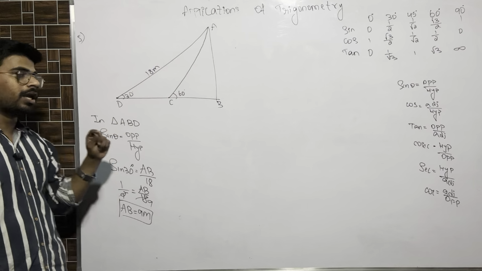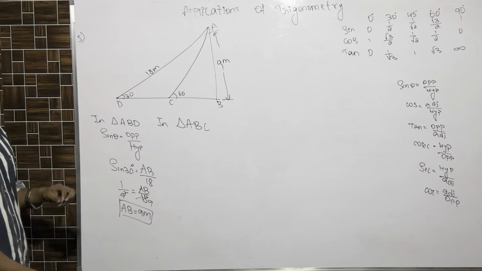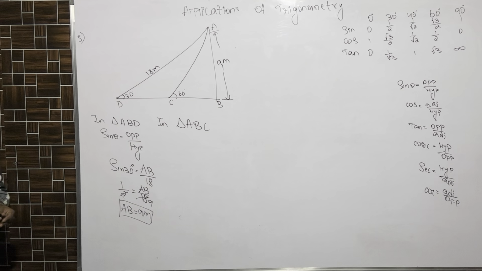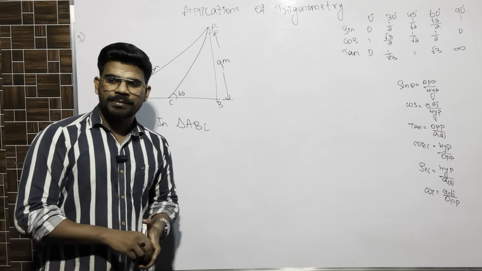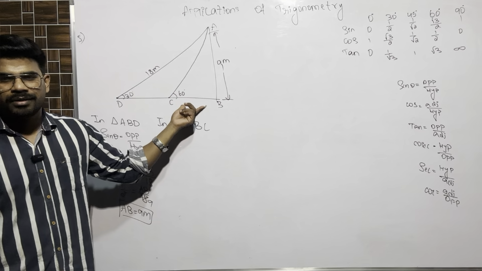Now, which is the next triangle? ABC. In triangle ABC, this is with respect to 60 degrees. This is opposite by adjacent, which is tan theta, and that is wrong, because do we need CB here?